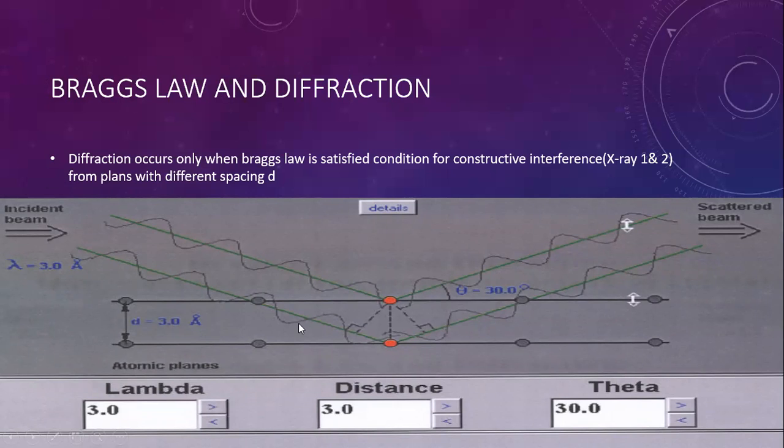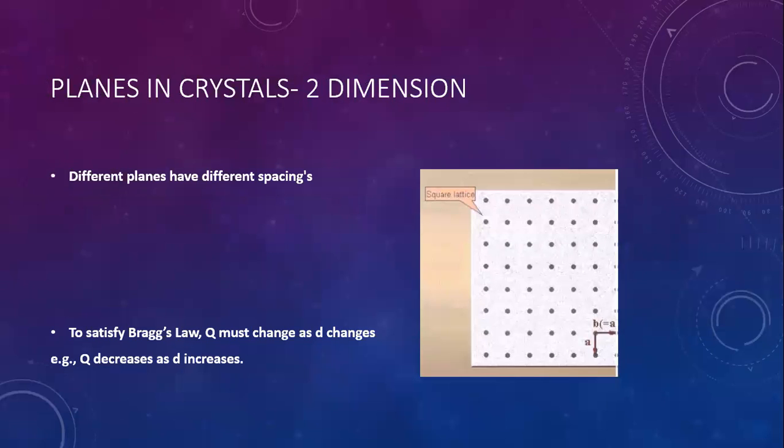Next, we will see that the planes in crystals are in two dimensions. It is clarified that after satisfying Bragg's law, there must be a change in theta and in the distance between two layers of atoms. If theta decreases, the distance between the two layers increases. They are inversely proportional.